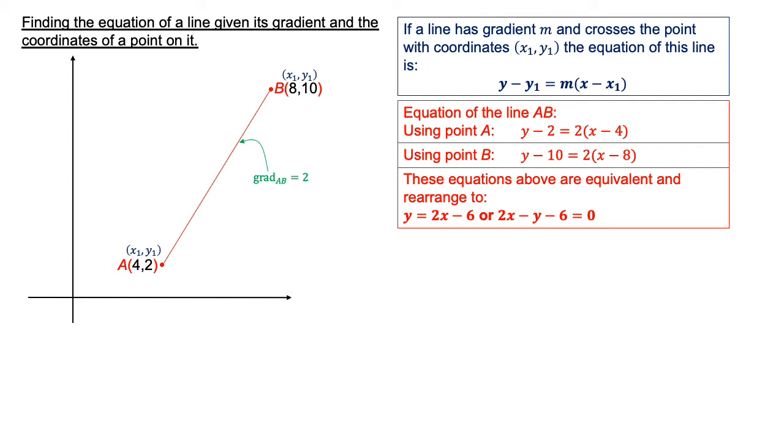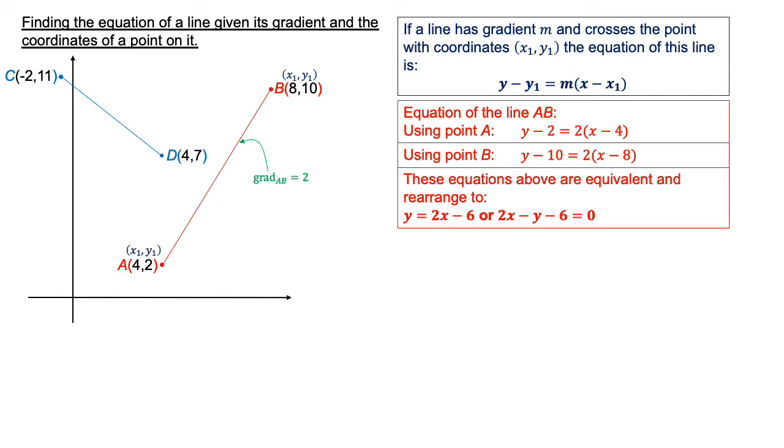Another way: I've just moved everything over, I've moved the y across to the right hand side as well, because sometimes in an exam they might ask for a particular form. So if I collect the y on the right hand side, you get the equation 2x minus y minus 6 equals 0, but they are equivalent. The key is I could use either point A or point B in our equation, and if you rearrange you will get exactly the same answer.